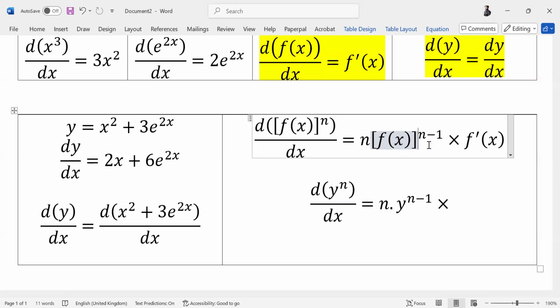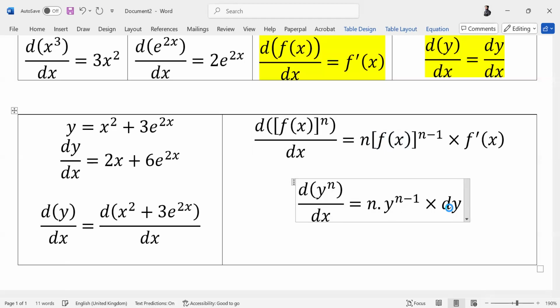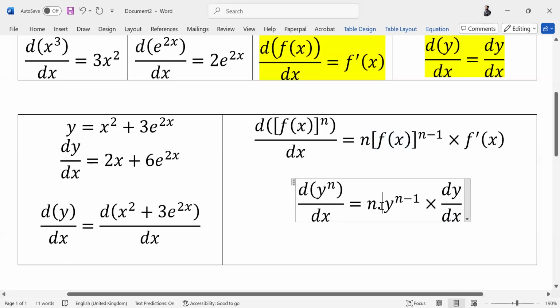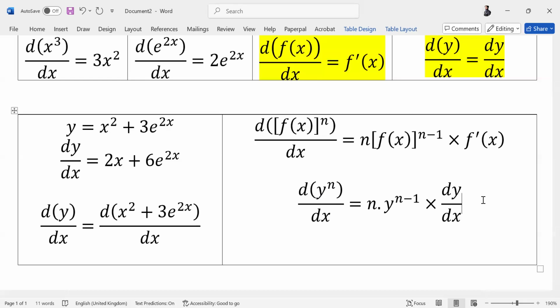Now here y is a function. What do you call the derivative of y with respect to x? What will I multiply it with? dy by dx. This small dot represents multiplication. And this is how I can differentiate y with any power with respect to x. Make sense? Is this clear? Did you understand? Any problem, any doubt?